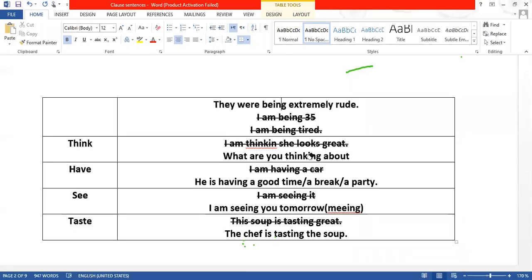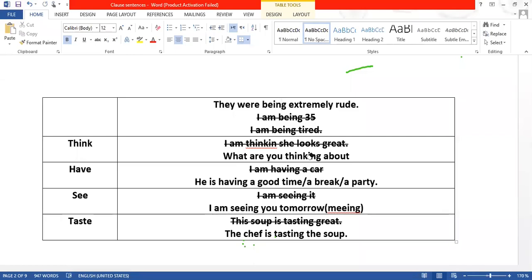See, you cannot say it in an action sentence, this: I am 35 years old. You cannot say I'm being 35 years old, because that is a state. Or for example, I'm being tired. Now you cannot say I am being tired. You say I am tired.